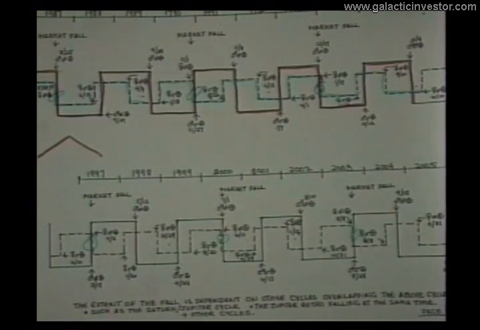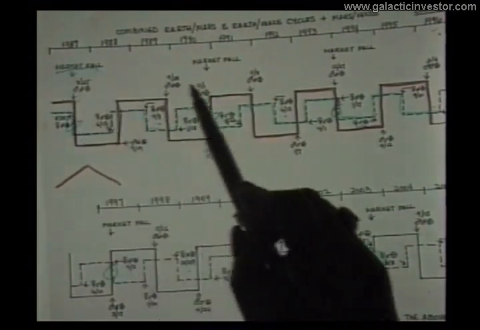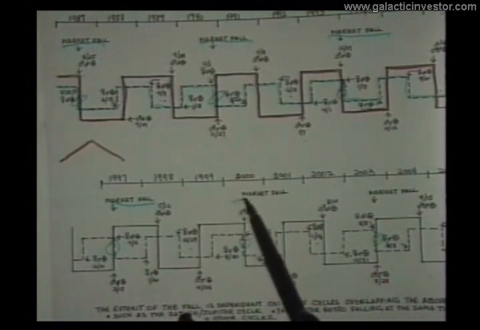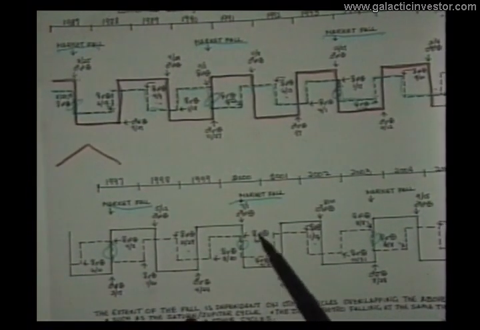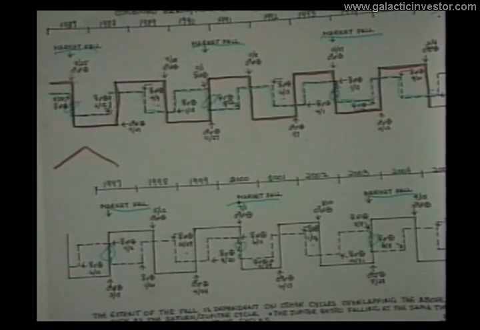That's important when those times come together. What do I say to you at the top of this chart here? Market fall, market fall, market fall, market fall, market fall, 2000. Look at that, 2000, market fall. So these cycles now begin to pinpoint you very, very closely into just exactly when these things are going to happen.